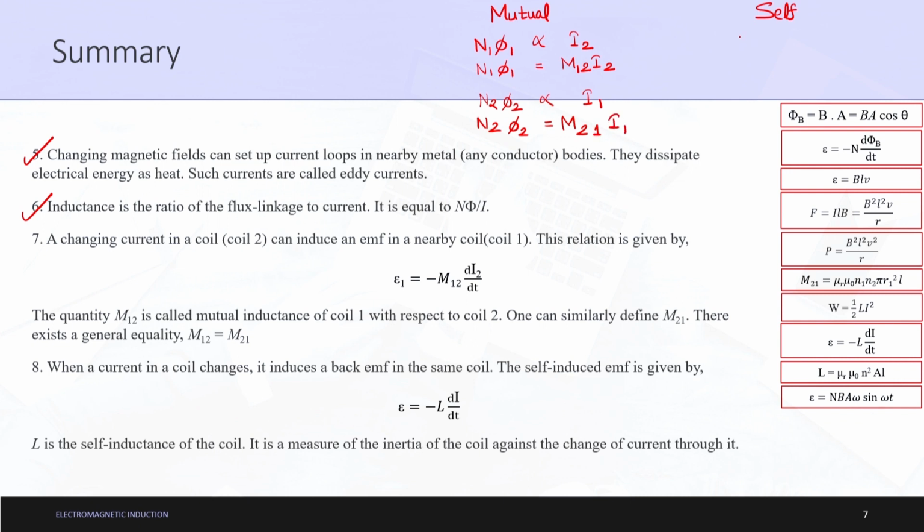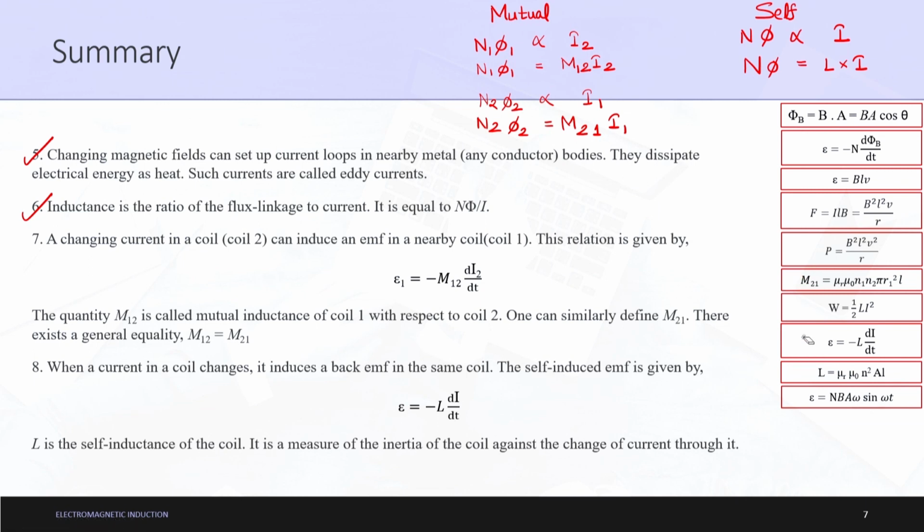For self, it is a simple concept of N phi directly proportional to the current passing through it, and hence N phi is equal to L multiplied by I. So, this was the concept and the difference between mutual and self inductance. This was the formula being used for mutual inductance. Also M21 is equal to M12, and this is the formula for self inductance.